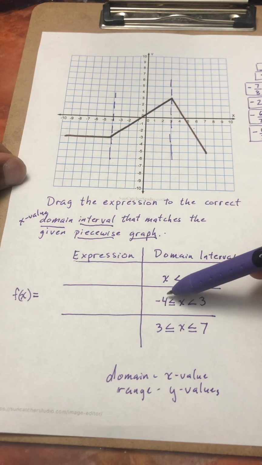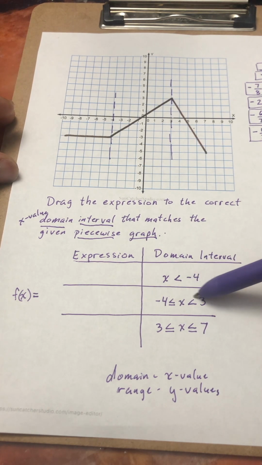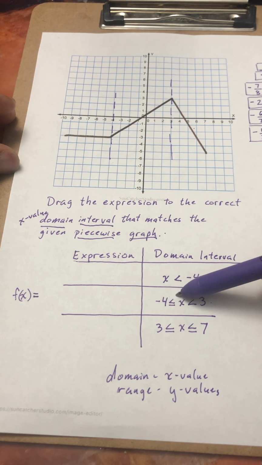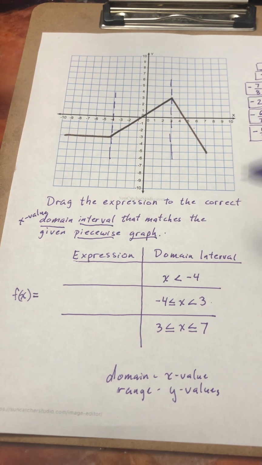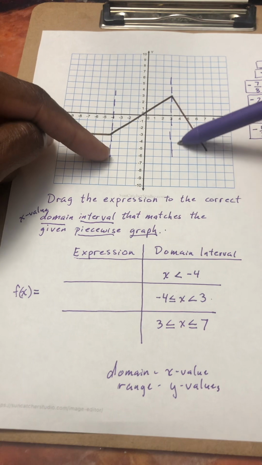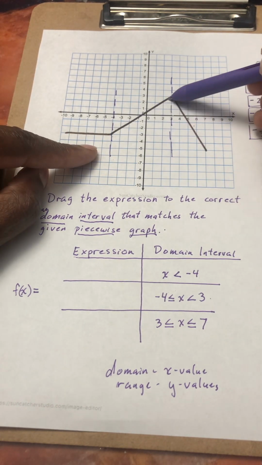Now this one that says negative, the domain interval is going from -4 all the way to 3. So the way we really read it is -4 is less than or equal to x, which is less than or equal to 3. Translation: your x values that are right here in between the -4 and the 3. That's pretty much this piece right here.